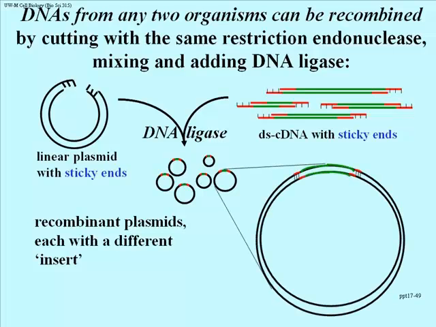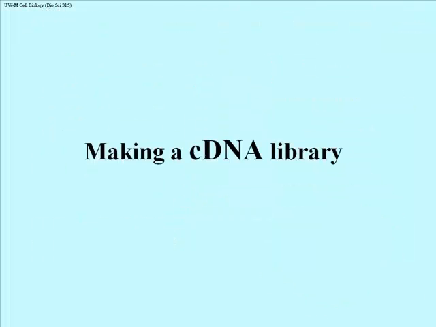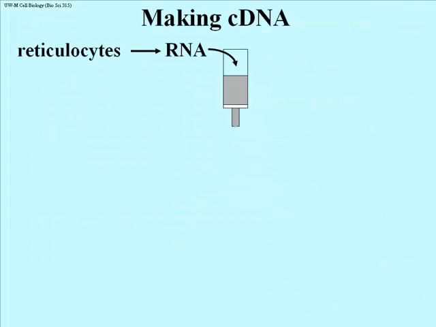So here's one blown up a little bit, just showing the structure of this recombinant. So we have mostly plasmid, but it's been recombined with some foreign, in this case, double-stranded copy DNA, right, that was made with a reverse transcriptase, to which has been added these sticky ends, which we can do chemically. So if we use this technology, we can make a cDNA library. What is a cDNA library?